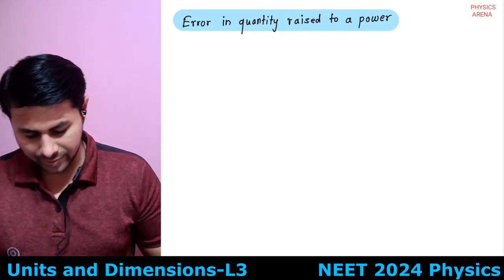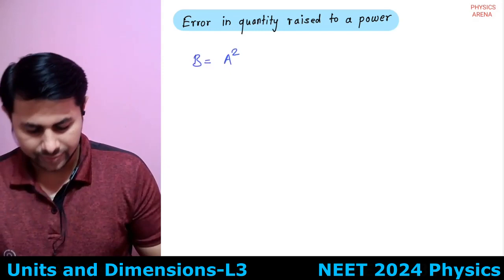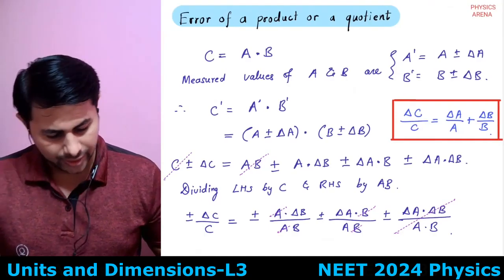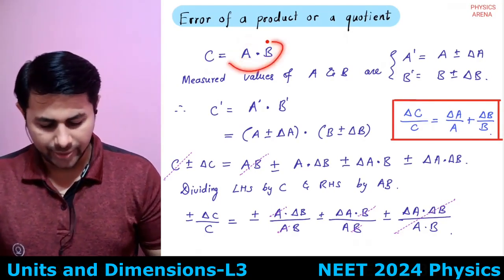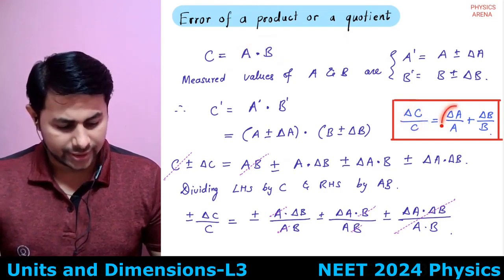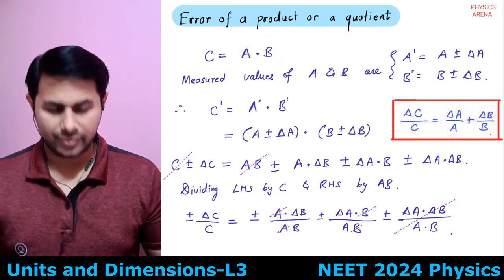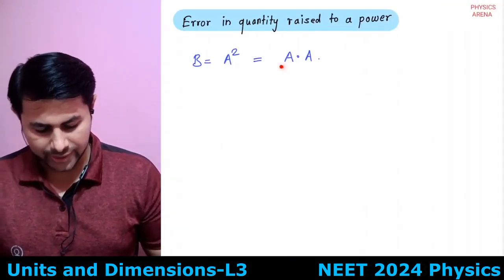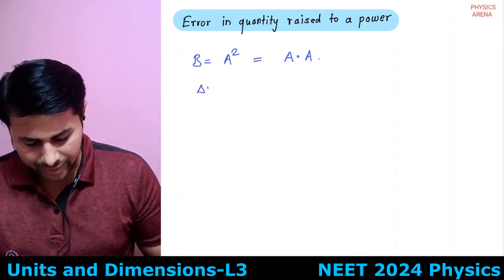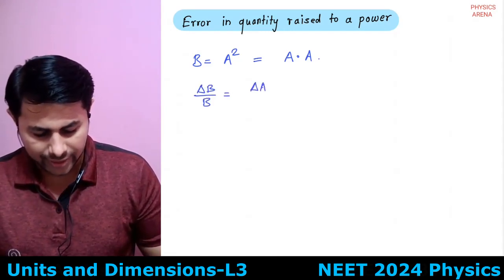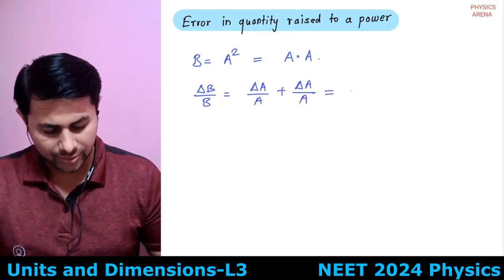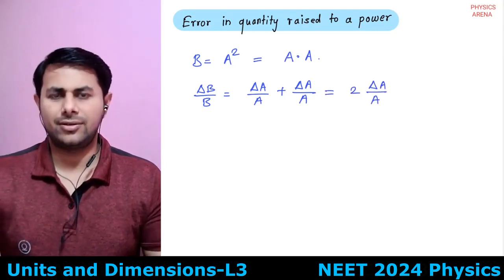Okay, and for that, let's say B is equal to A square. So this can be written as A times A. And as I found over here, if I have multiplication of two quantities, then what happens to the error? The relative error in the resultant is the sum of relative errors in those two quantities. So here my two quantities are A and A itself. So the relative error in B is equal to relative error in A plus relative error in A. So it is equal to 2 times the relative error in A. Okay?